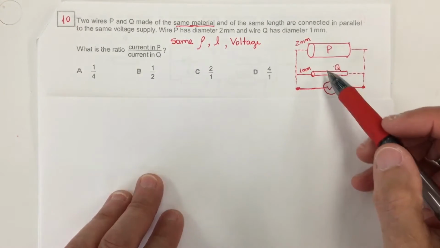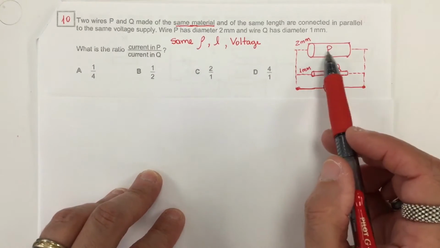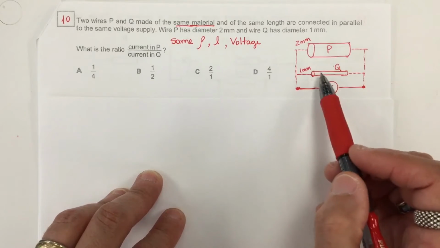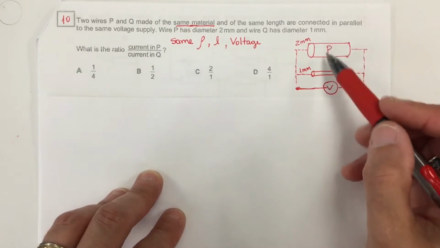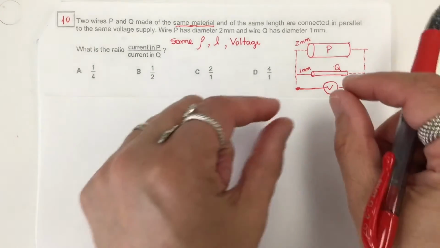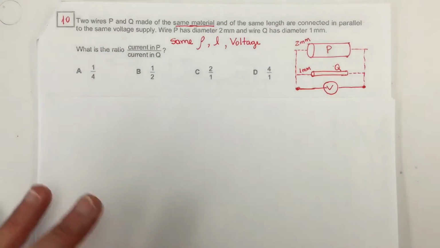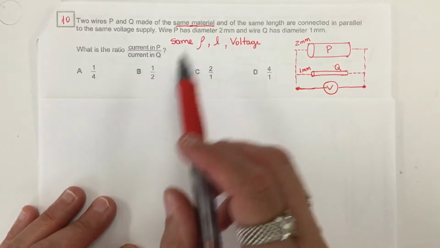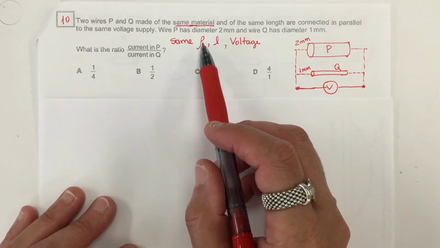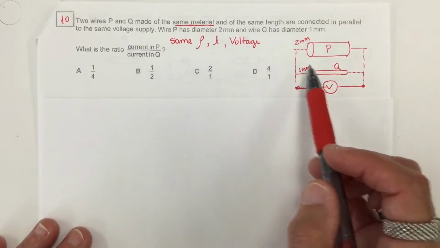Here is a simple diagram that represents the problem. So we have a P wire with a diameter greater than a Q wire, and both are connected in parallel, which means that the voltage on those terminals is exactly the same. The problem also provides a couple more things. One is they are made of the same material, which means they have the same resistivity, and they have the same length.